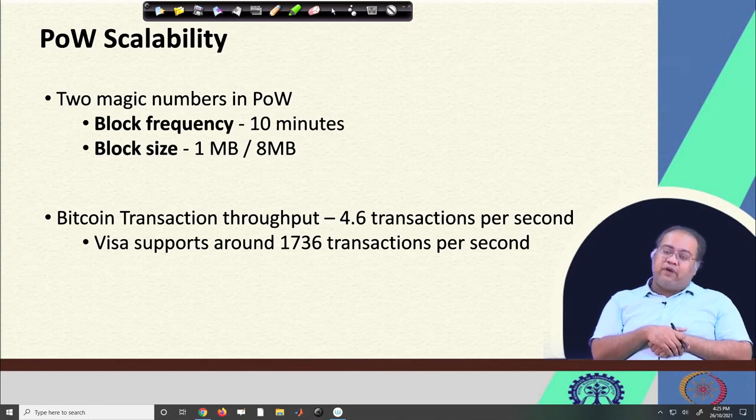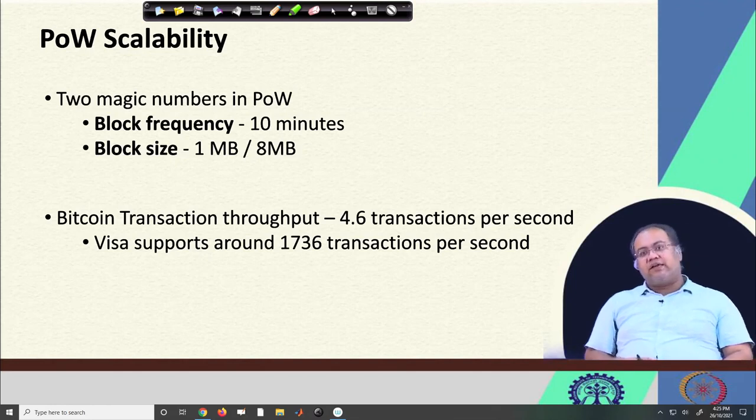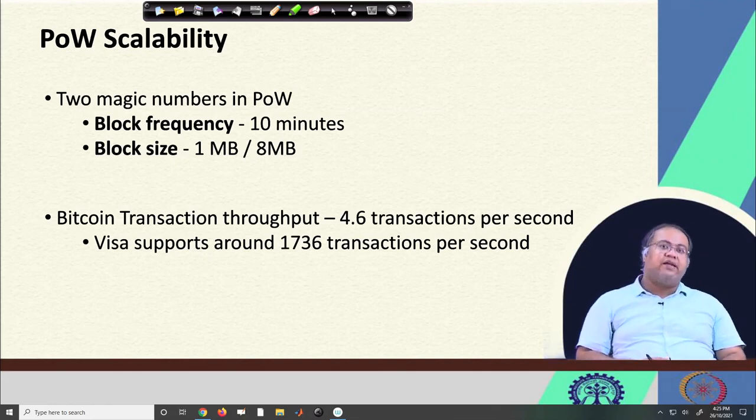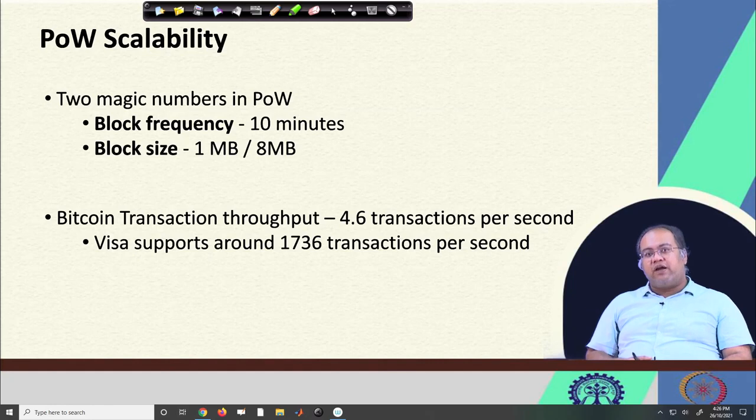Well, for Bitcoin it is 4.6 transactions per second, whereas for Visa it is around 1736 transactions per second. So obviously the question comes: how can I scale up, how can I increase this number of transactions that can be supported for Bitcoin?